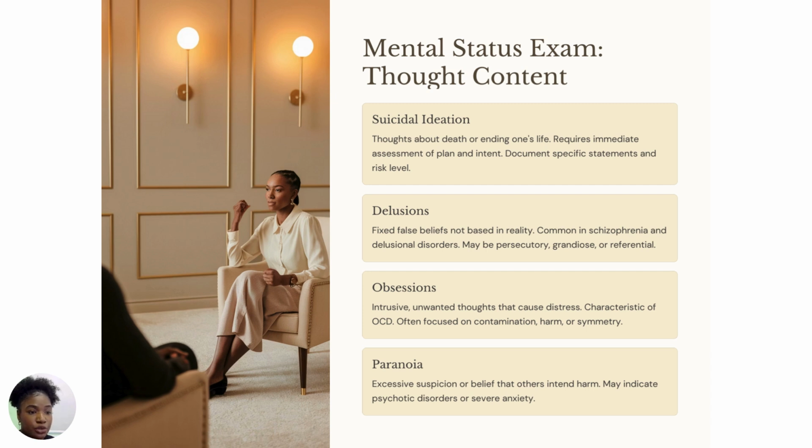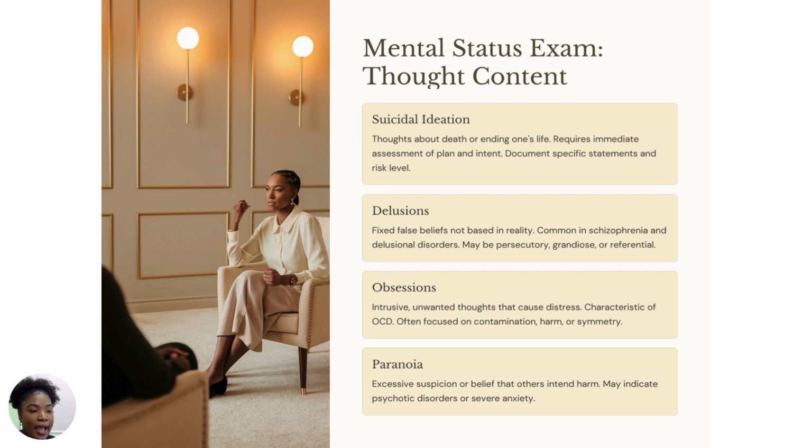If they are having delusions, or a fixed false belief that's not based on reality, it's common in individuals with schizophrenia or any specific delusional disorder. If it's grandiose, I like to think of delusions like, I don't want to be sued, but a specific rap artist that goes off on Twitter. I don't want to be sued, but you get where I'm going.